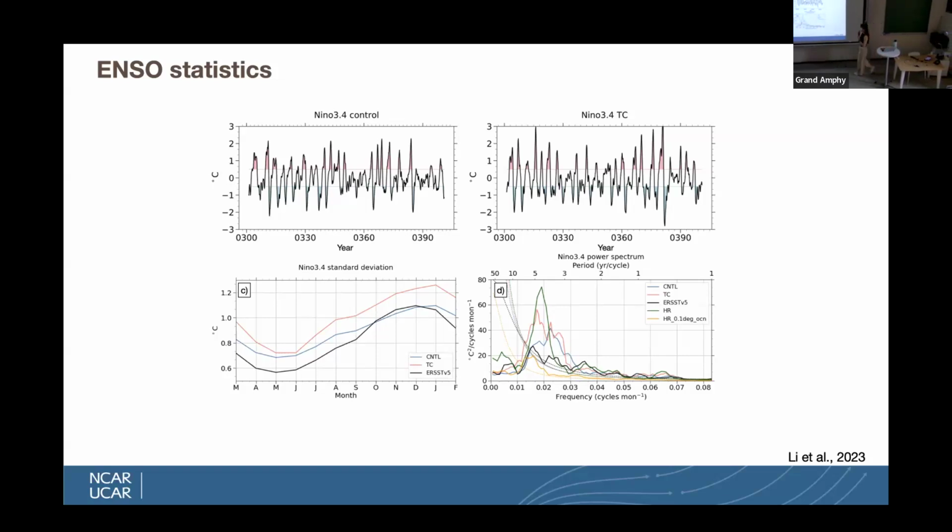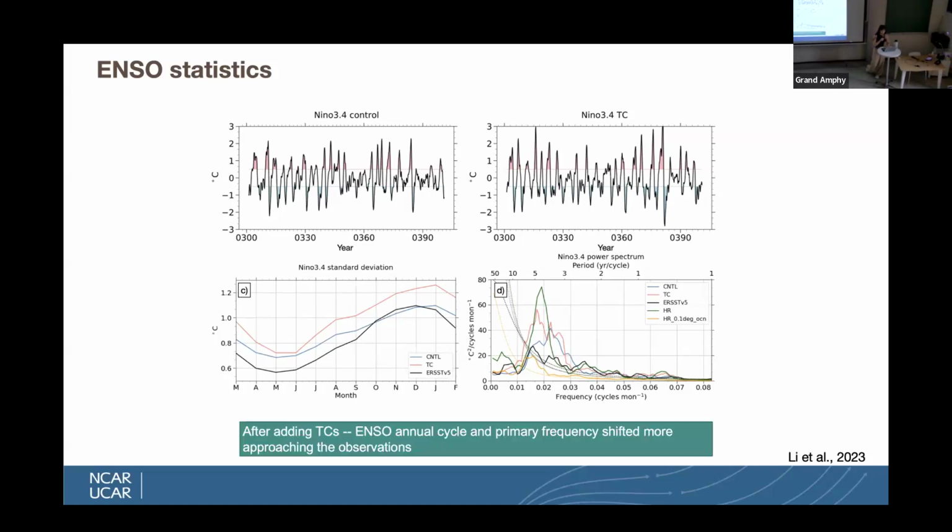And then on the right, I apologize for this very chaotic figure, but this is showing the Nino 3.4 power spectrum, and the black is again from reanalysis, and the blue is again from the control run. You can see the frequency shifts a little bit to the right. It has a higher frequency in the control simulation, the 1 degree CESM. After we add in the TCs, which is the red, we see the frequency shifts back closer to observations, although your power is again overestimated. So from here, we see that when you add TCs in the CESM 1 degree model, it changes your ENSO annual cycle and the power spectrum.